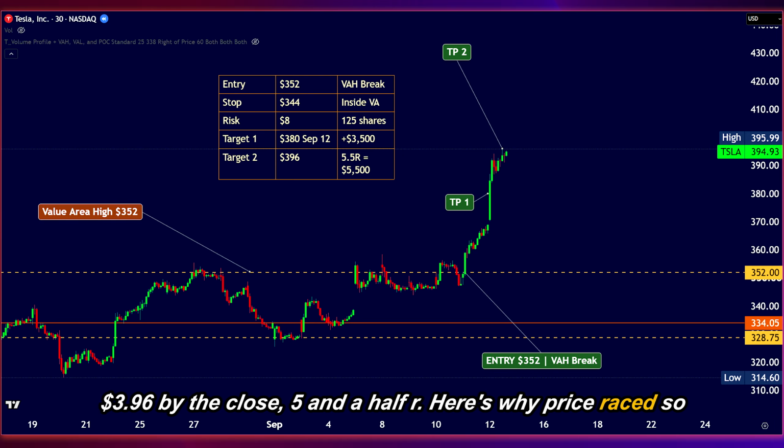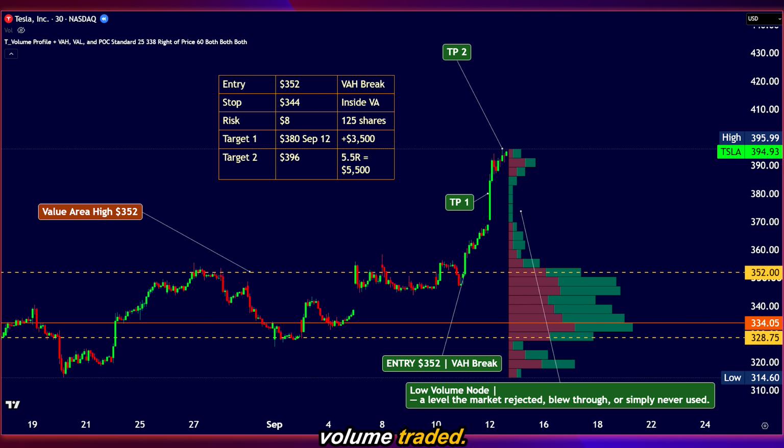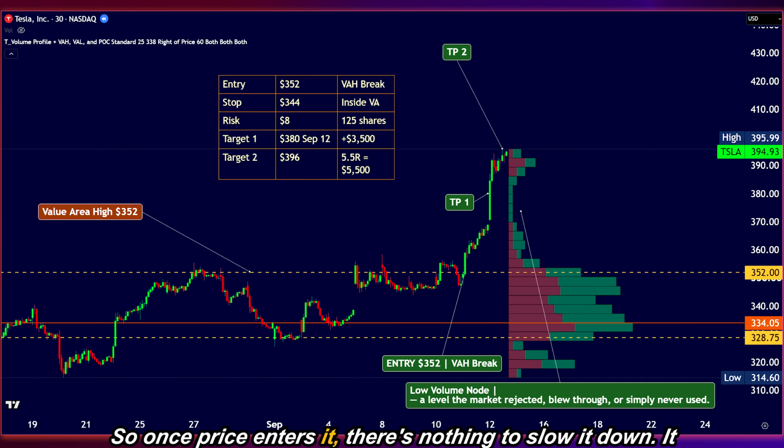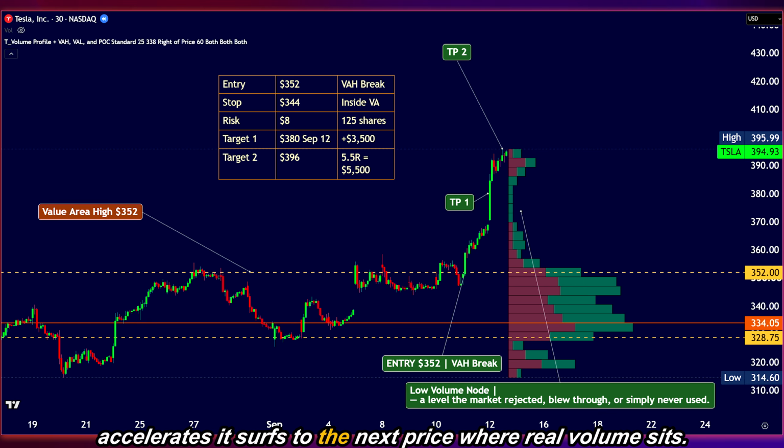Here's why price raced so fast. The LVN fast travel zone is the slice of price where almost no volume traded. So once price enters it, there's nothing to slow it down. It accelerates, it surfs to the next price where real volume sits.